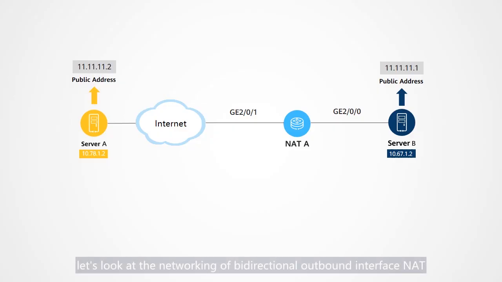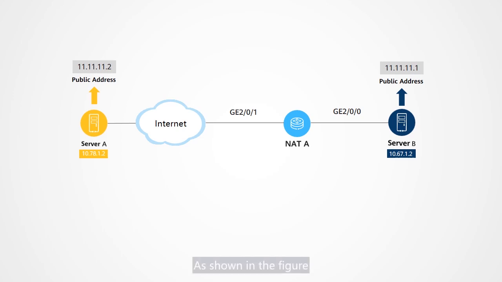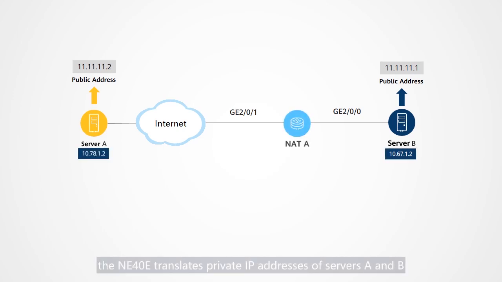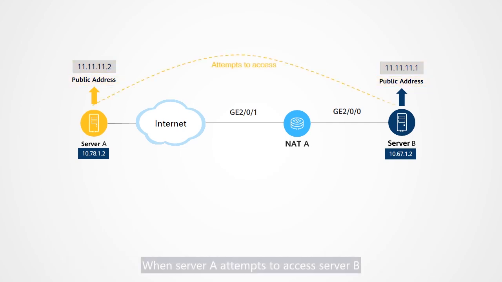Next, let's look at the networking of bidirectional outbound interface NAT. As shown in the figure, the NE40E translates private IP addresses of servers A and B to public IP addresses before the servers communicate with the Internet. When server A attempts to access server B, server A sends a packet with a private source IP address of 10.78.1.2 and the destination IP address of 11.11.11.1, server B's public address.